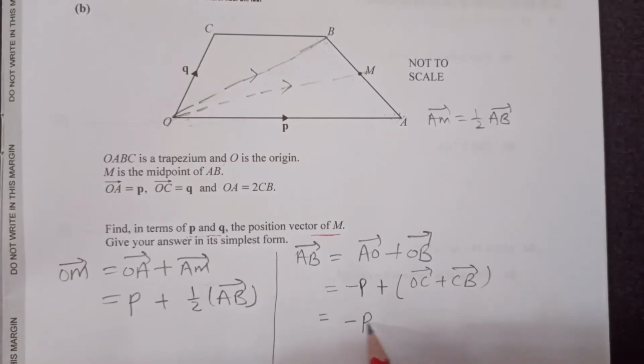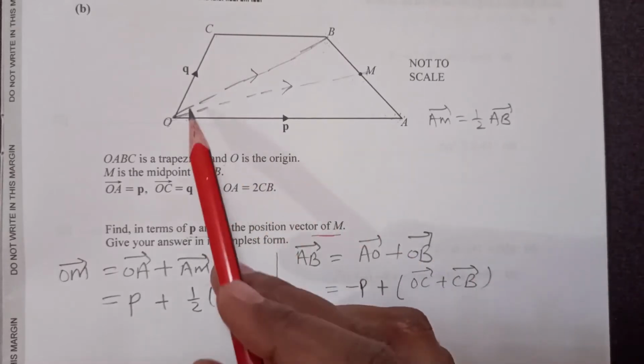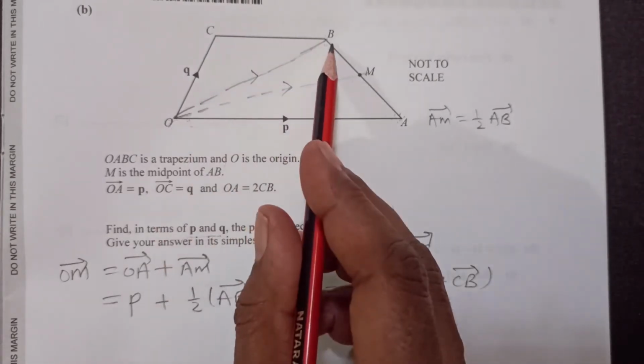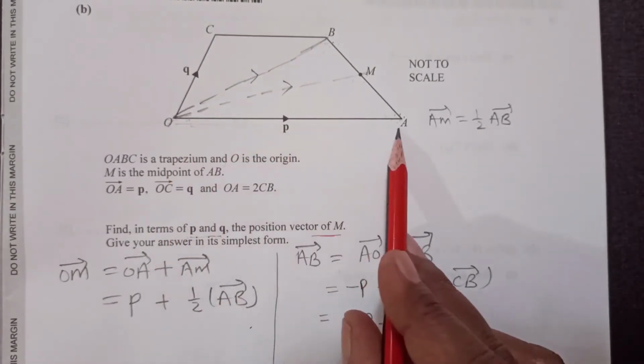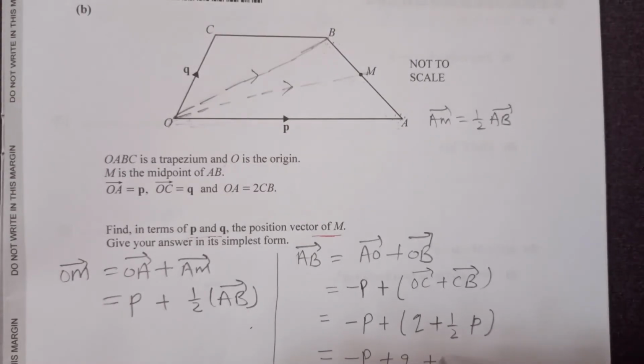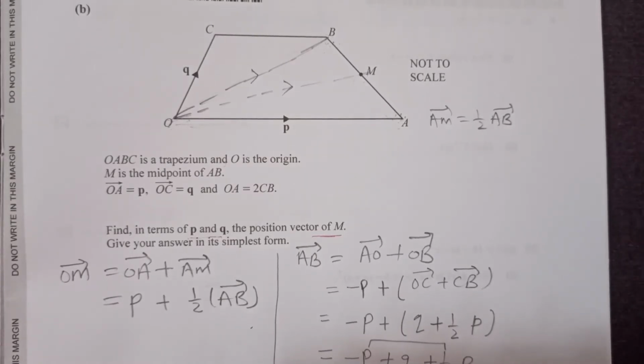So negative p plus, now what is OC? OC is q, right? And CB is half of OA, that means half of p. When you open this bracket, it will be negative p plus q plus half p. So this and this we can combine: negative 1 plus half, it will be negative half p plus q, right? So this is our AB now.